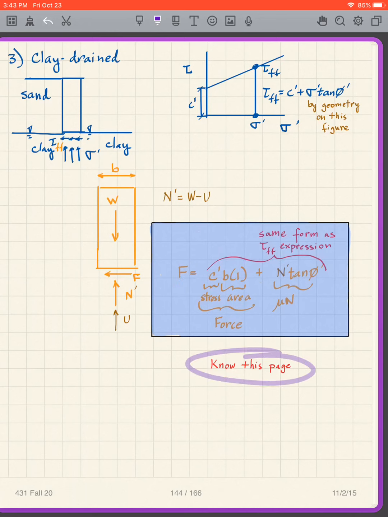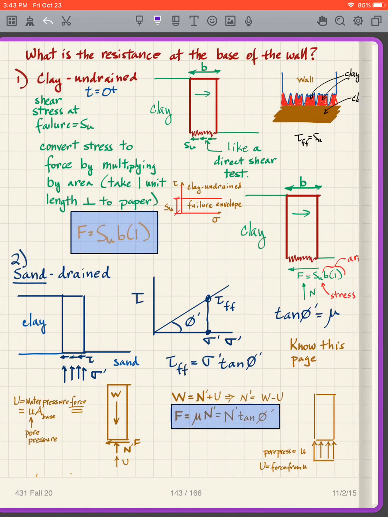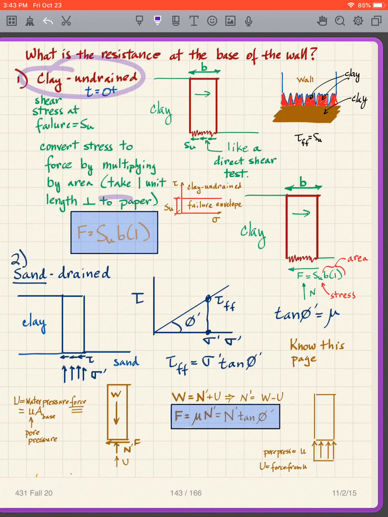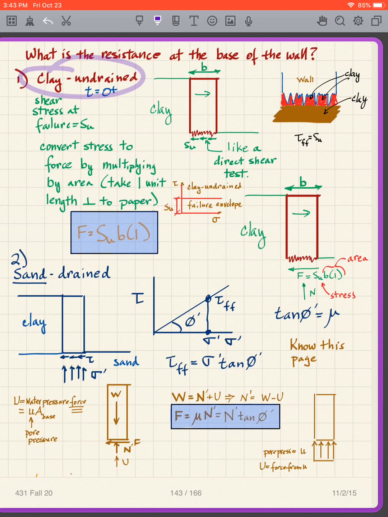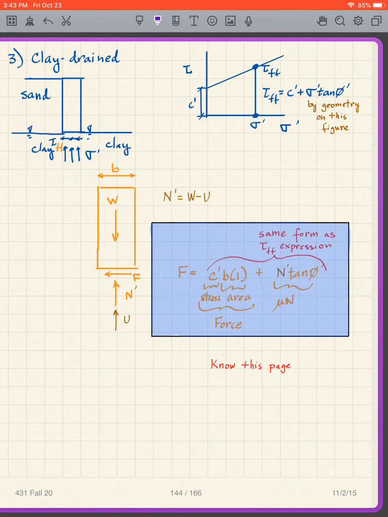I know this page, so you know what your friction forces are. So you need to know both of these pages. So for clay undrained, there's my friction force. For sand drained, there's my friction force. And then it's easy to get clay drained because we just add those two in a sense, although we have to put C prime for the clay drained situation. So that's how you can remember it.